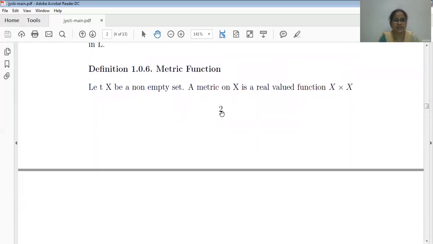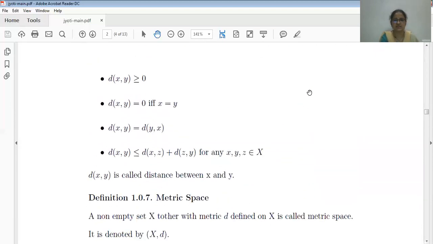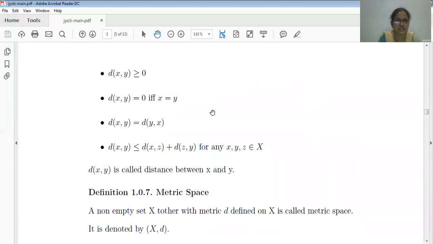Okay, therefore let X be a non-empty set. A metric on X is a real valued function on X cross X satisfying the following conditions. First condition is d(x,y) is greater than or equal to 0. Second condition is d(x,y) is equal to 0 if and only if x is equal to y. Third, d(x,y) is equal to d(y,x). Fourth is d(x,y) is less than or equal to d(x,z) plus d(z,y) for any x, y, z in X.